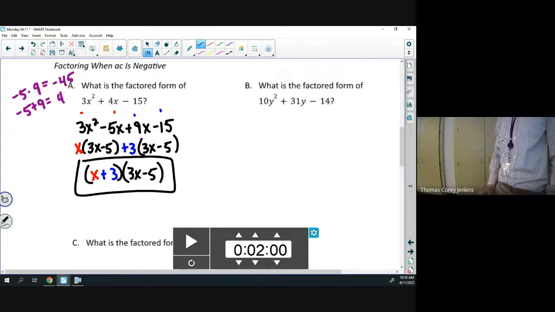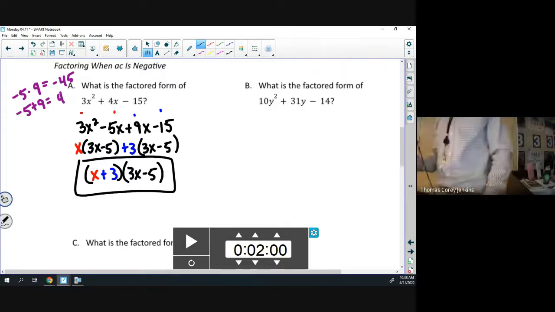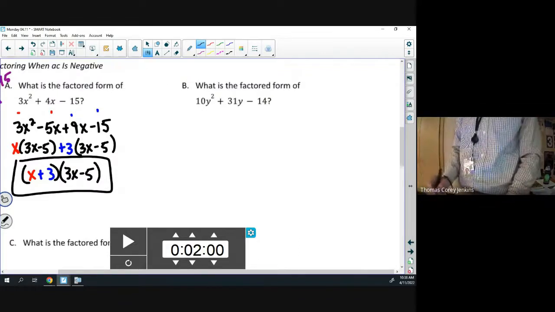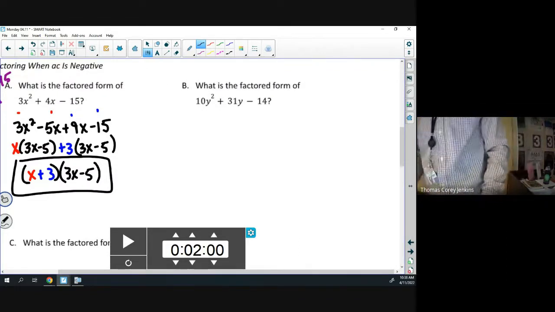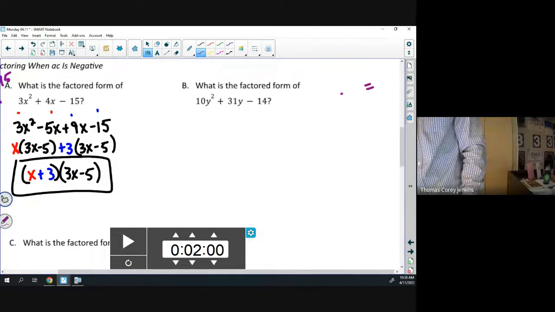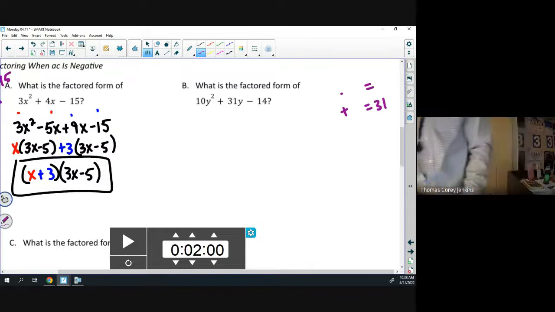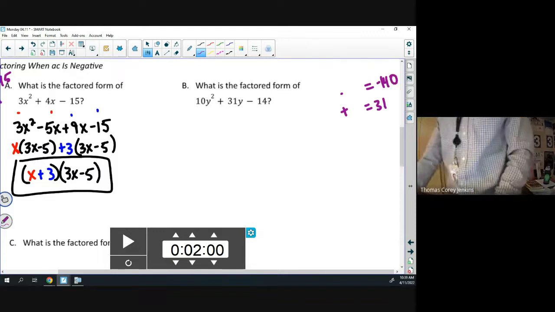All right, so let's do one more kind of pretty tough one, and then you guys will do a practice one. Then we may take a little bit of a break and see how much time we have left. Okay. So thinking about our numbers here, they're going to multiply to something and add to 31. What are they going to multiply to in this case? Negative 140.